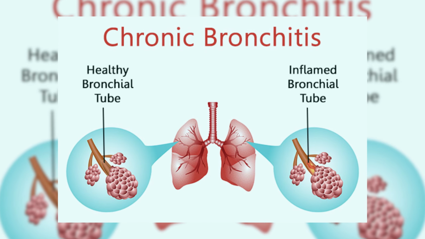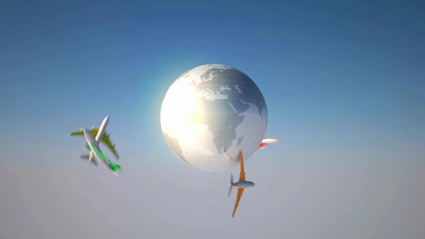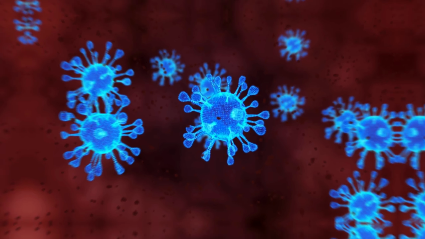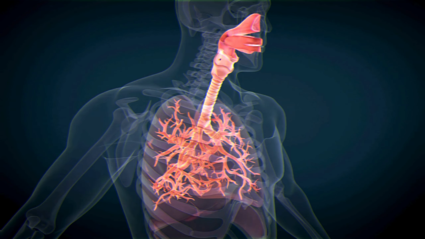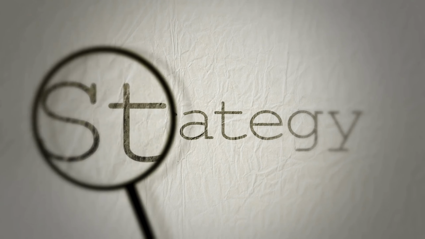Chronic bronchitis, on the other hand, is characterized by the persistent inflammation and irritation of the bronchial tubes. This leads to excessive mucus production, which can block the airways and make breathing difficult. Chronic bronchitis often causes a chronic cough, excessive mucus production, and recurring respiratory infections. Understanding the specific subtype of COPD you have is crucial for tailoring your treatment and management strategies effectively.